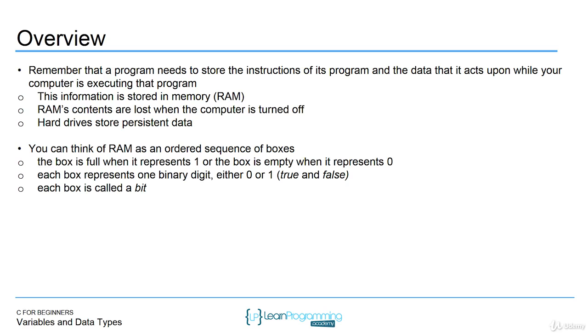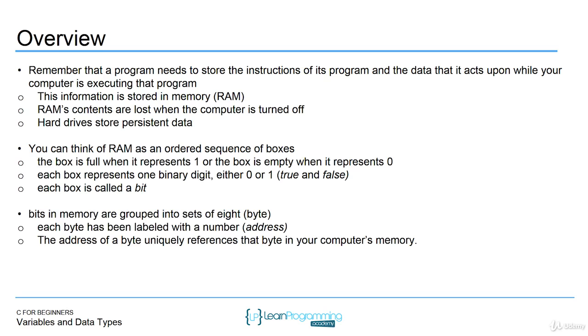Each box, when it is full, will be represented by the number 1, and when it's empty, it will be represented by the number 0. It stores binary digits, zeros or ones, which represent true or false values. Each box is called a bit. Bits in memory are then grouped into sets of 8, which is a byte. You've probably heard these terms, bit and byte. They're important in relation to memory because they determine the size of the data.